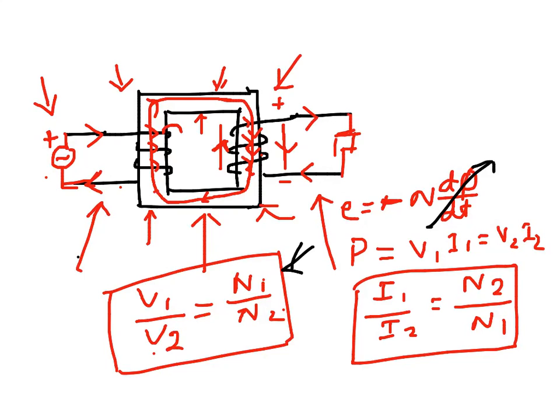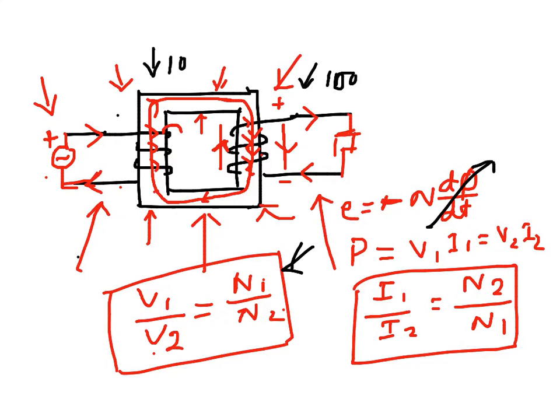So if the primary winding, just for example, has say 10 turns, just an arbitrary value, and this one has 100 turns, and if this voltage is say 100 volts, then the voltage on the other side will be 1000 volts, because it will be 10 times more. This is how it is.